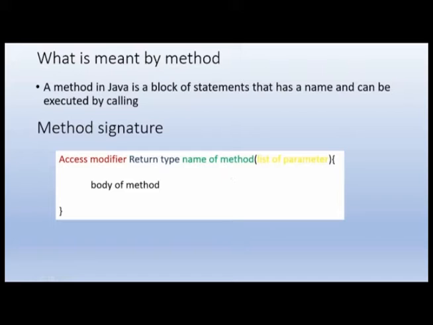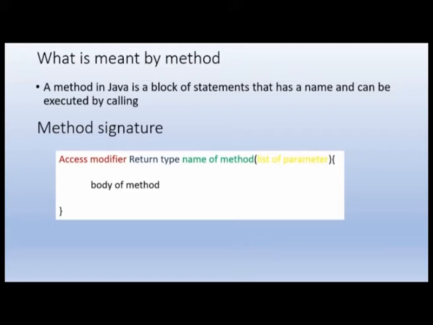The first one is what is meant by the method. A method in Java is a block of statements that has a name and can be executed by calling. The second one is the method signature. Here you can see on the screen the method structure: access modifier, return type, name of the method, and inside the parentheses a list of parameters. After that, inside the curly brackets, the body of the method.